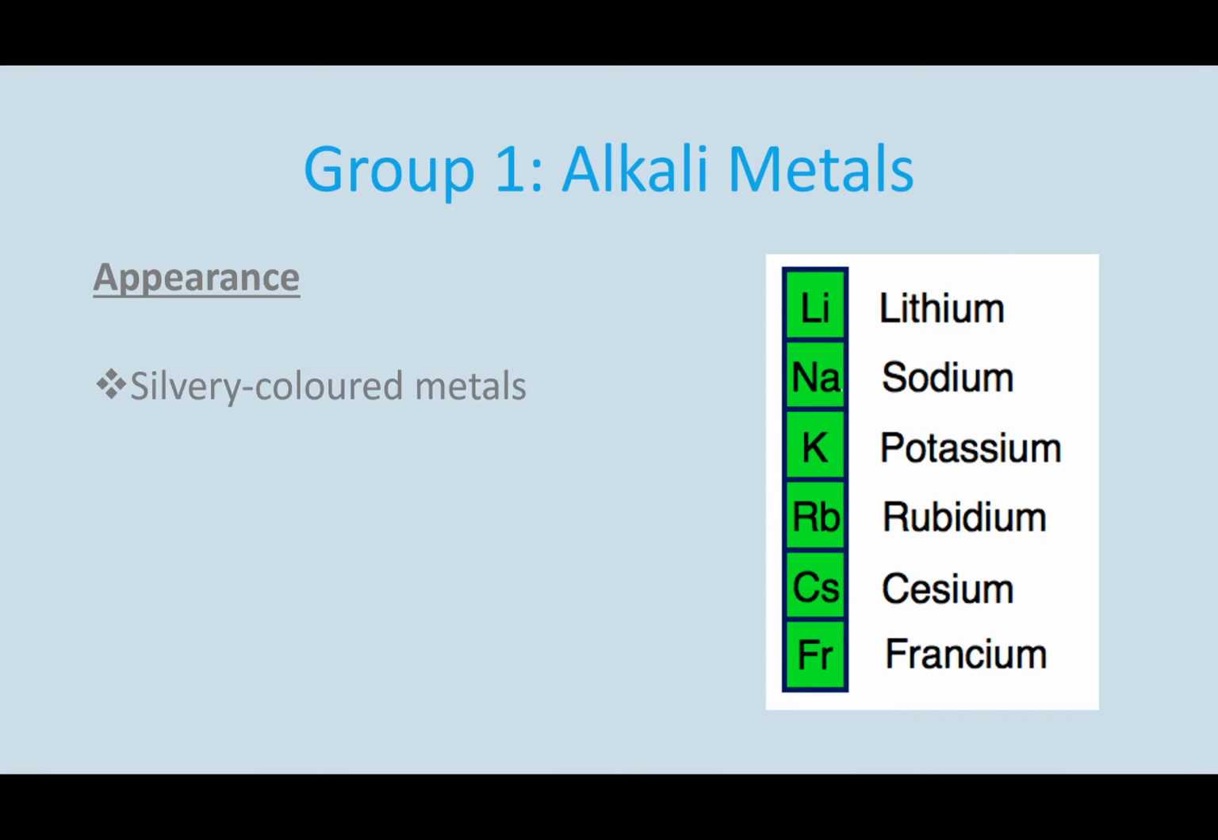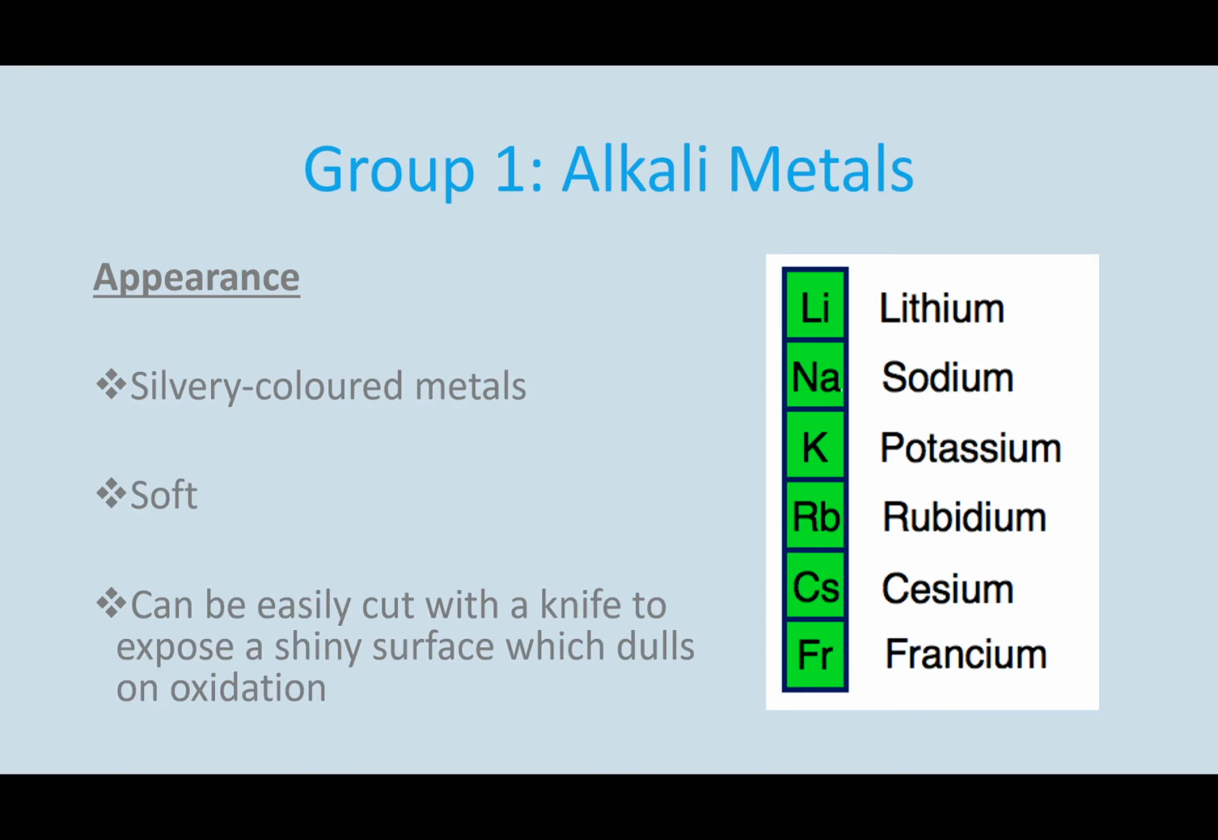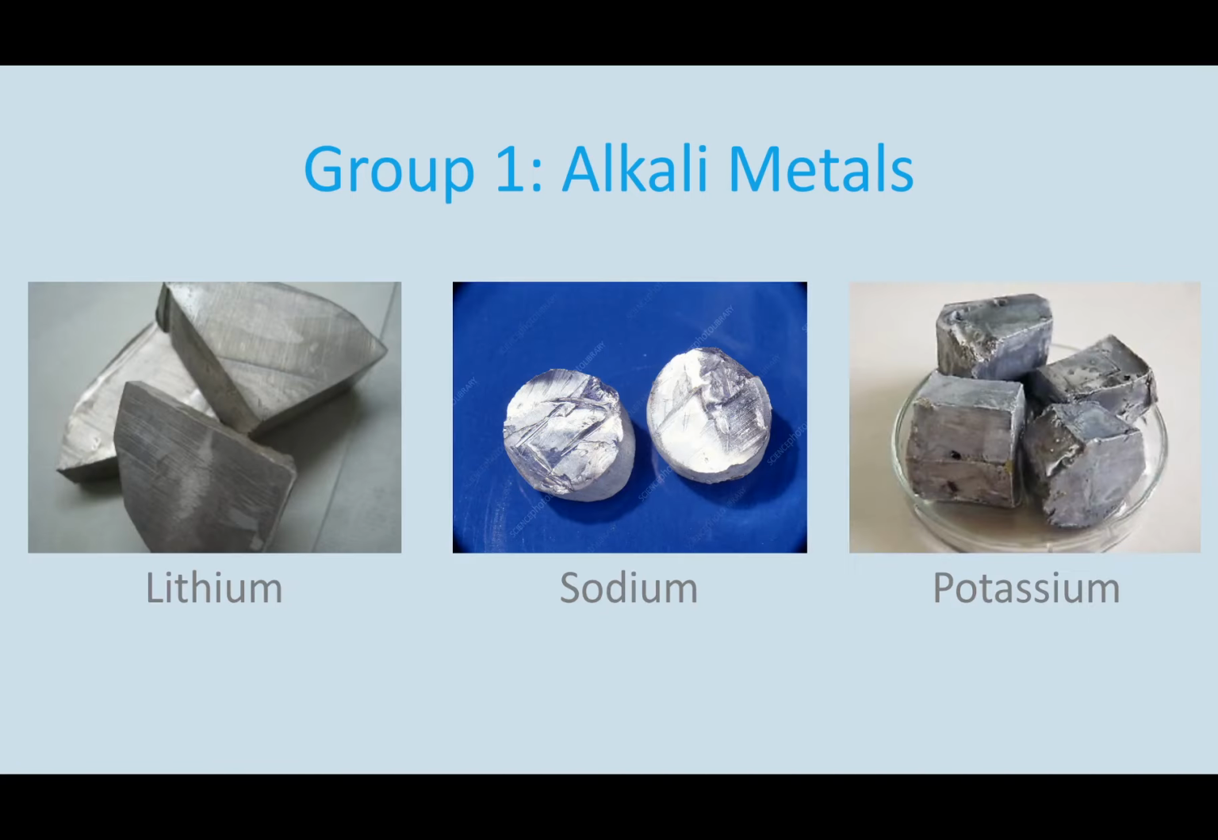For their appearance, alkali metals are silvery colored metals. They're soft, and they can be easily cut with a knife to expose a shiny surface which dulls on oxidation. So this is basically what your alkali metals look like. You can see that silvery color. We can see lithium, sodium, potassium. They all look pretty much the same. Generally that grayish color. There is some luster to them.